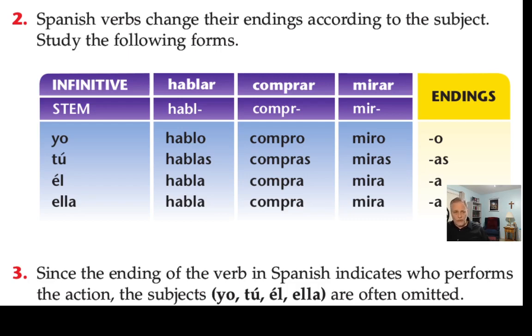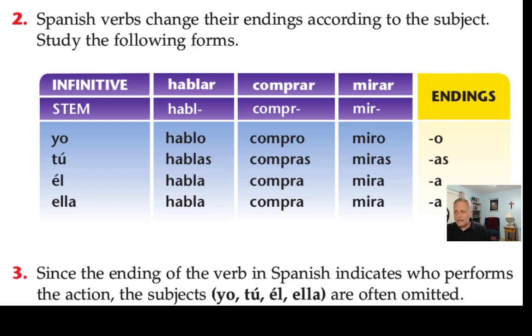And let's look at number three. It says, since the ending of the verb in Spanish indicates who performs the action, the subjects yo, tú, él, and ella are often omitted. So if I say hablo español, hablo can only be one person. That's yo, that's I. So when I say hablo español, I don't need to say yo hablo español, just hablo español. And the yo is included in that verb conjugation.